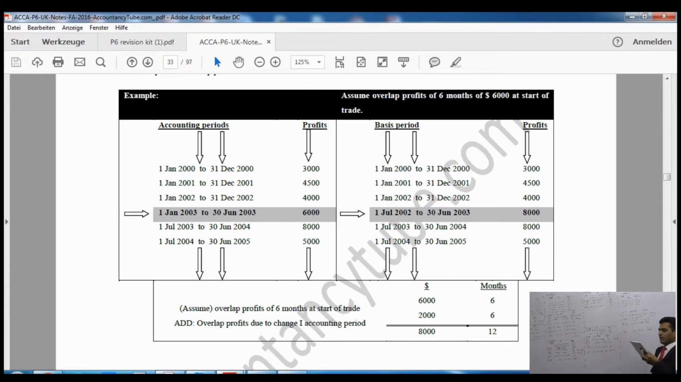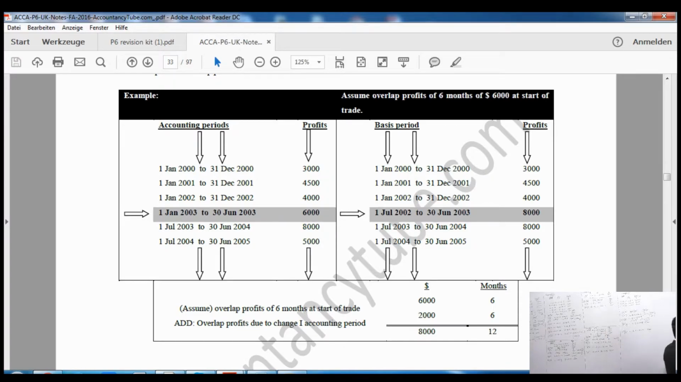Now if you look at this shaded area, 6 months of profit has been overlapped. All right, because the period from 1st of July 2002 to 31st of December 2002 has already been taxed in the previous tax year, whereas it is being taxed again. And when it is being taxed again, obviously it will be overlap profit. Now just look at beneath that.